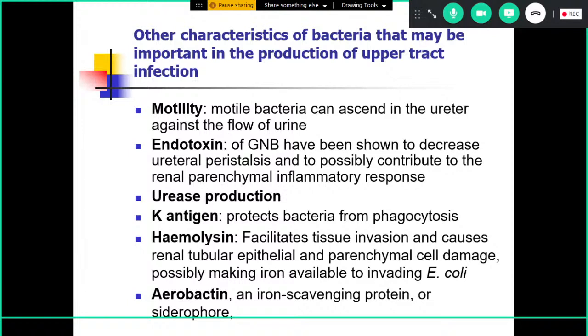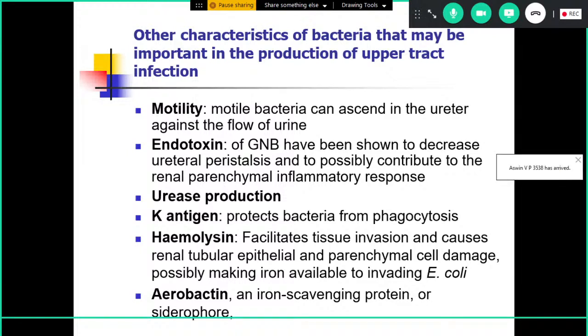So when we talk of motility, motile bacteria can ascend against the flow of urine, and the presence of endotoxin of GNB has been shown to decrease peristalsis and possibly contribute to the renal parenchymal inflammatory response. Urease production is very important in many ways. You know which are the urease producing bacteria. I'm sure you know that.